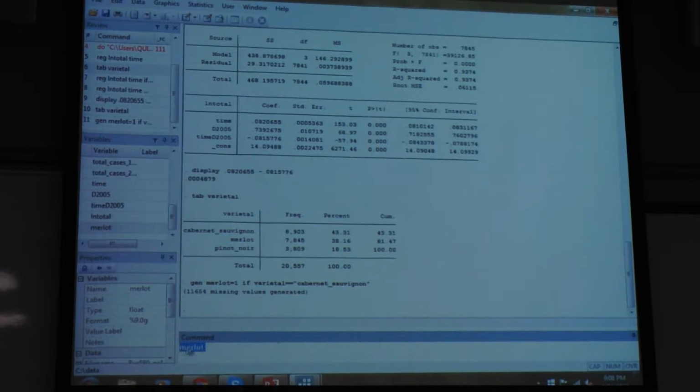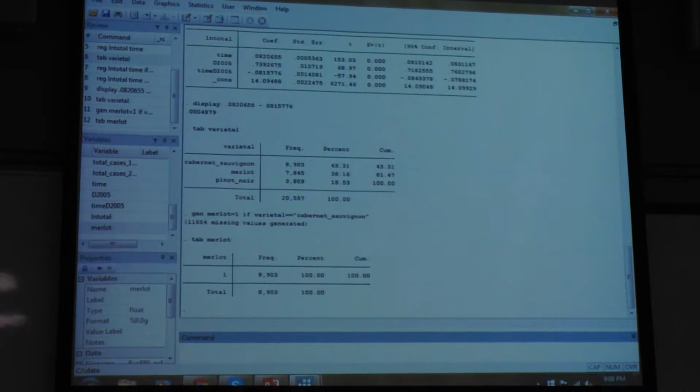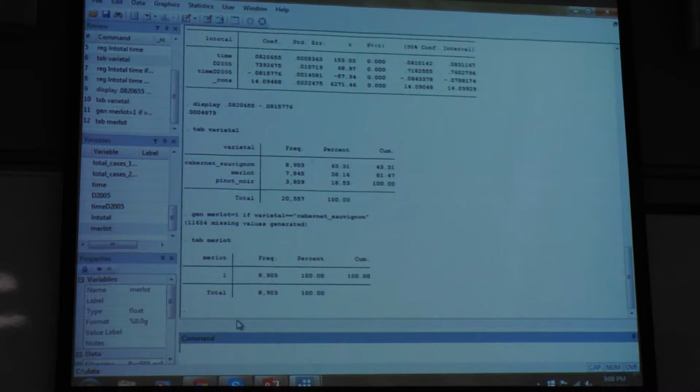It's not quite a dummy, let's call it a stupid. A dummy takes on a value of 0, 1. I guess a stupid only takes on 1 value. We need to improve its IQ up to a dummy. We want it to take on a value of 1 when we're in the treatment group, Merlot, and 0 when we're in the control group.